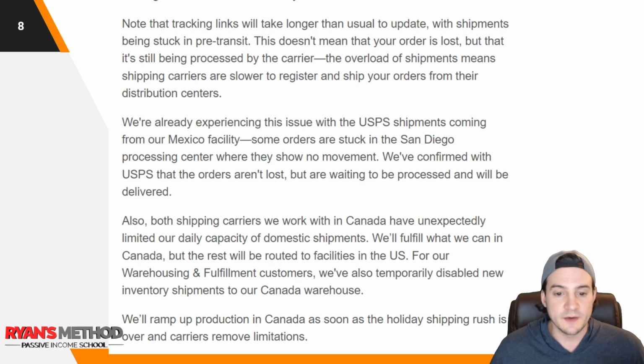Also, both shipping carriers we work with in Canada have unexpectedly limited our daily capacity of domestic shipments. We'll fulfill what we can in Canada, but the rest will be routed to facilities in the US. For our warehousing and fulfillment customers, we've also temporarily disabled new inventory shipments to our Canada warehouse. We'll ramp up our production in Canada as soon as the holiday shipping rush is over and carriers remove limitations.